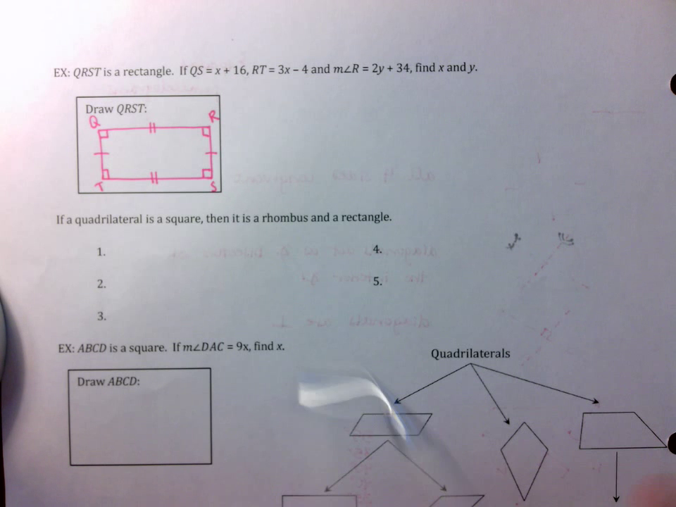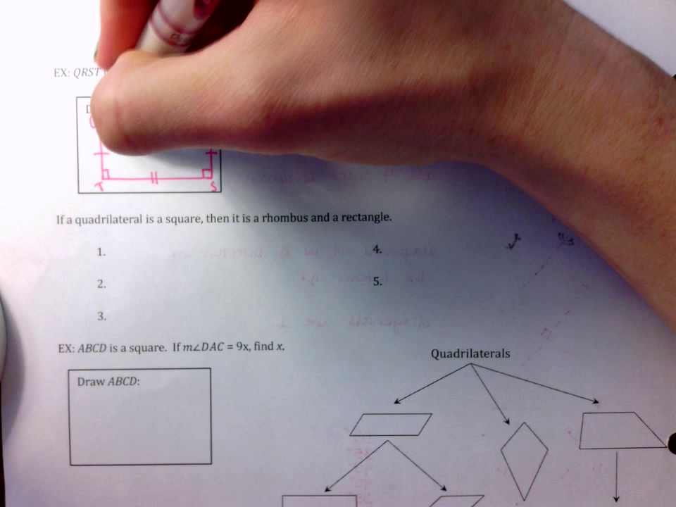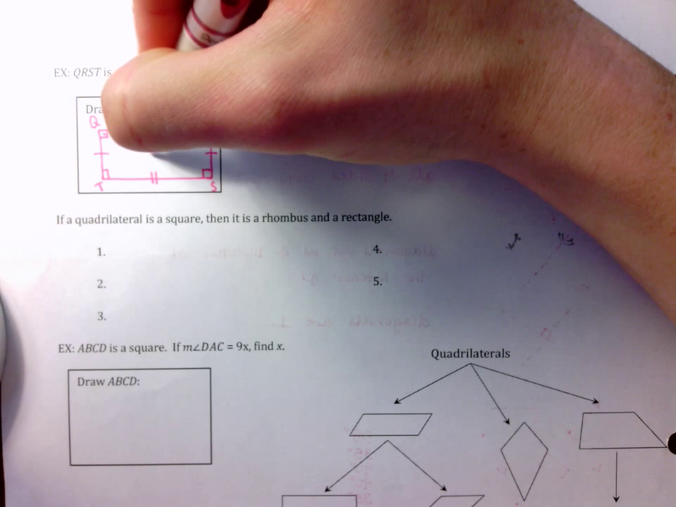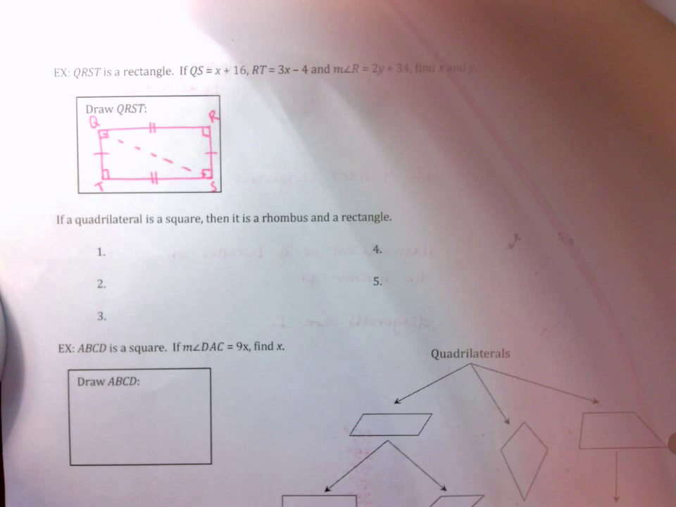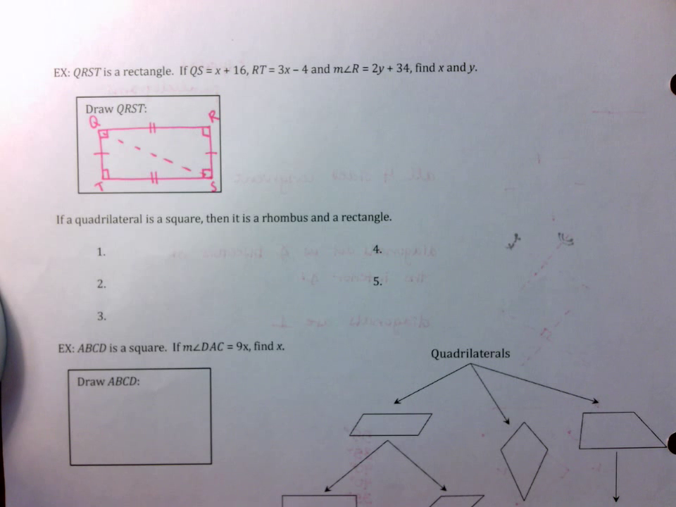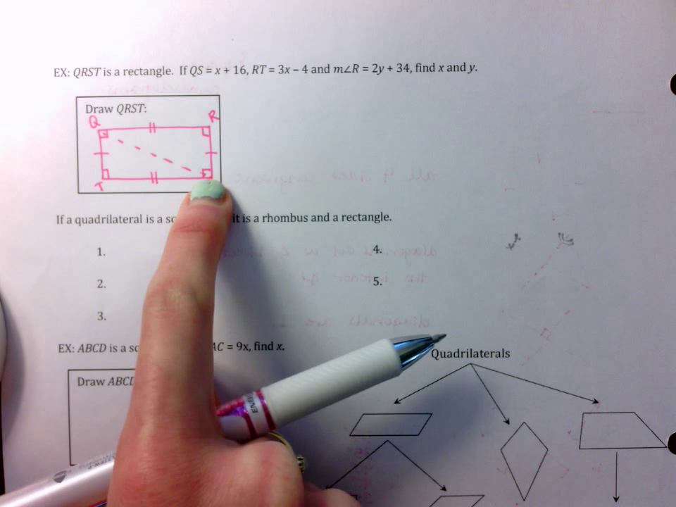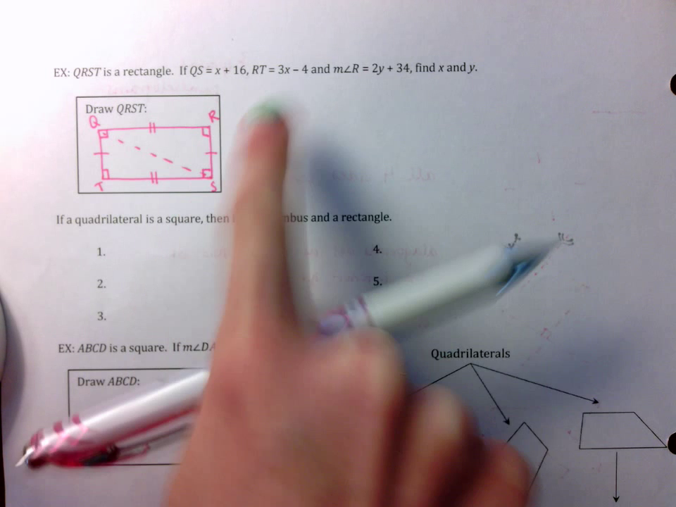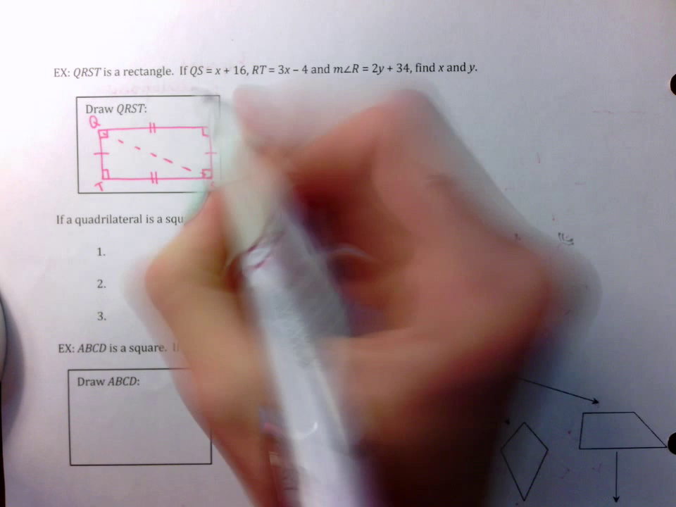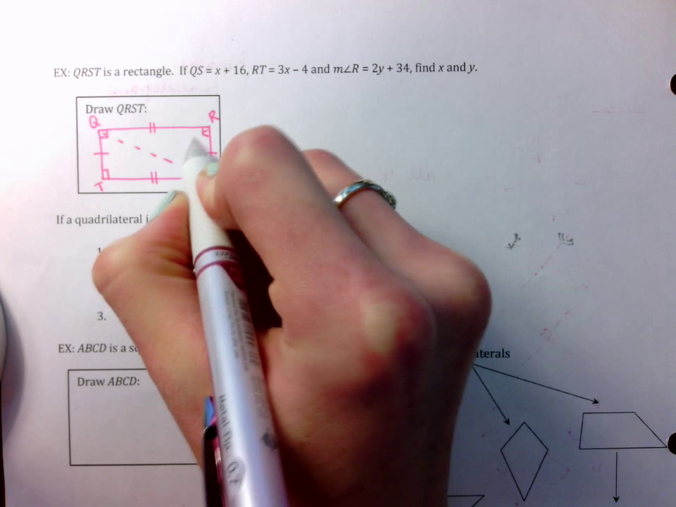Okay, so we know that QS is x plus 16, so you don't see a line segment QS, so you know that it must be the line segment connecting those two vertices. And if that's the case, then it's a diagonal. And RT is our next one, so I'm going to draw that in as well.